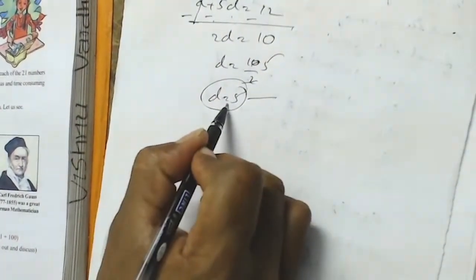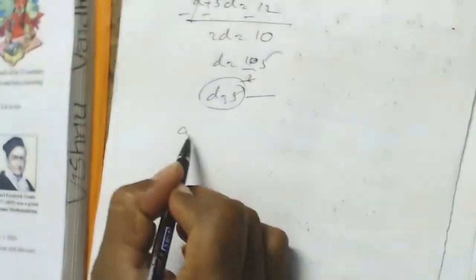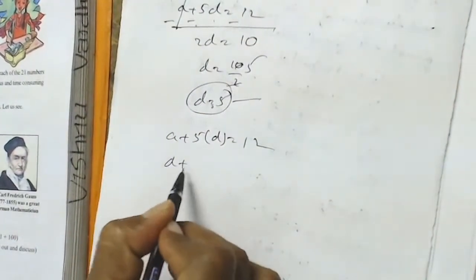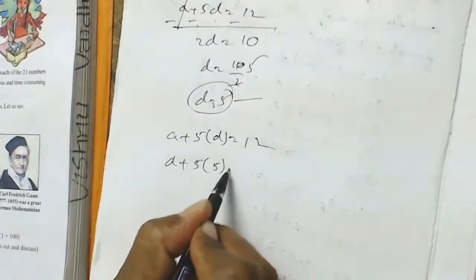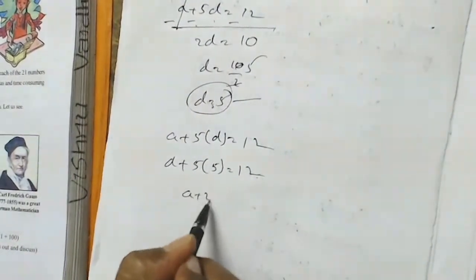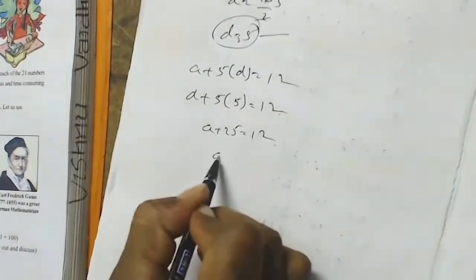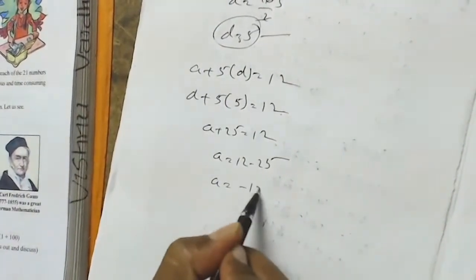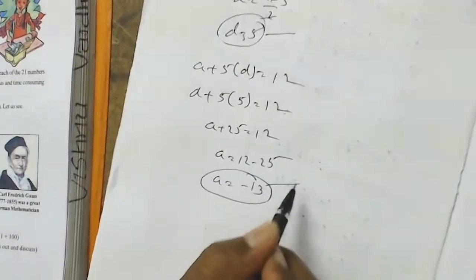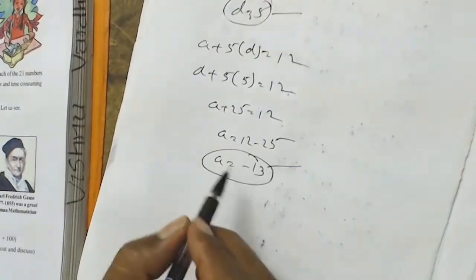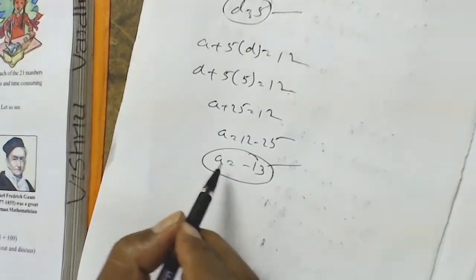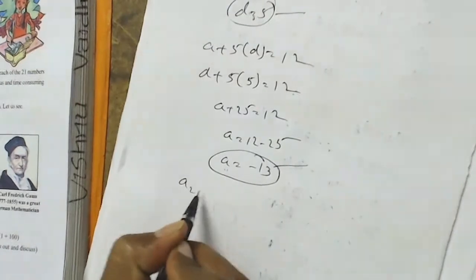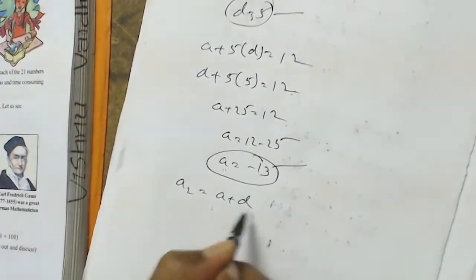If you know the value of D, you can calculate the A value. A plus 5D is equal to 12. A plus 5 into 5 is equal to 12. A plus 25 is equal to 12. A is equal to 12 minus 25. A is equal to minus 13. So the A value we got is minus 13, so the first term is minus 13. He asked to find the first three terms, so I want A2. A2 formula is A plus D.